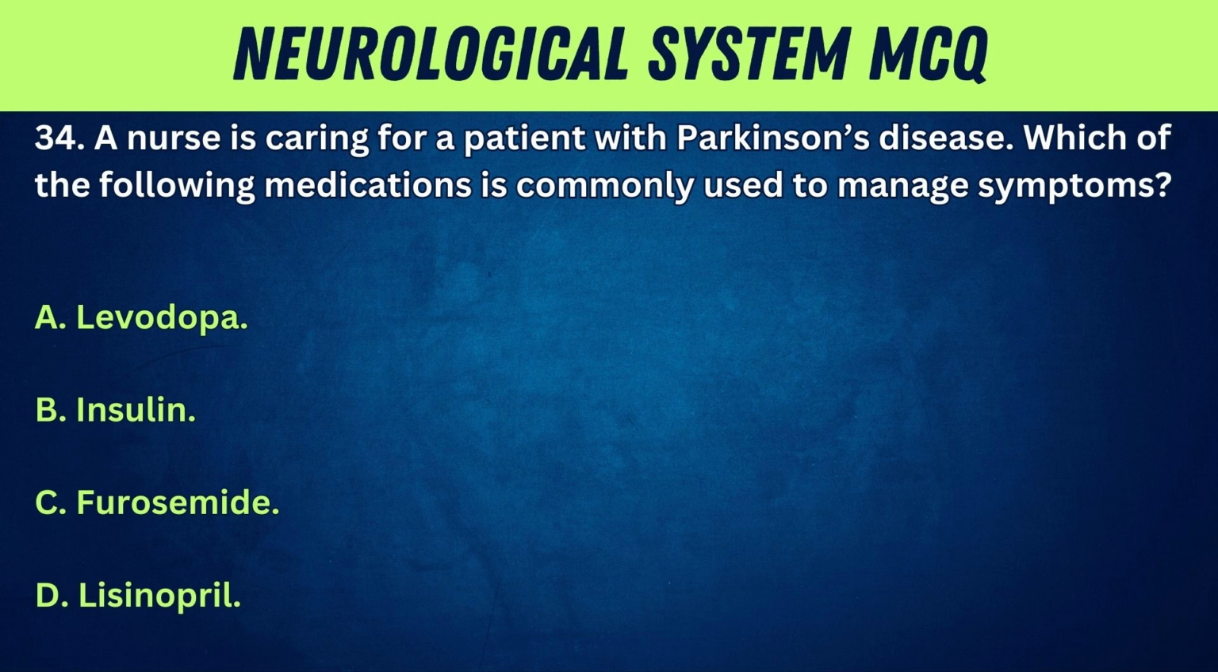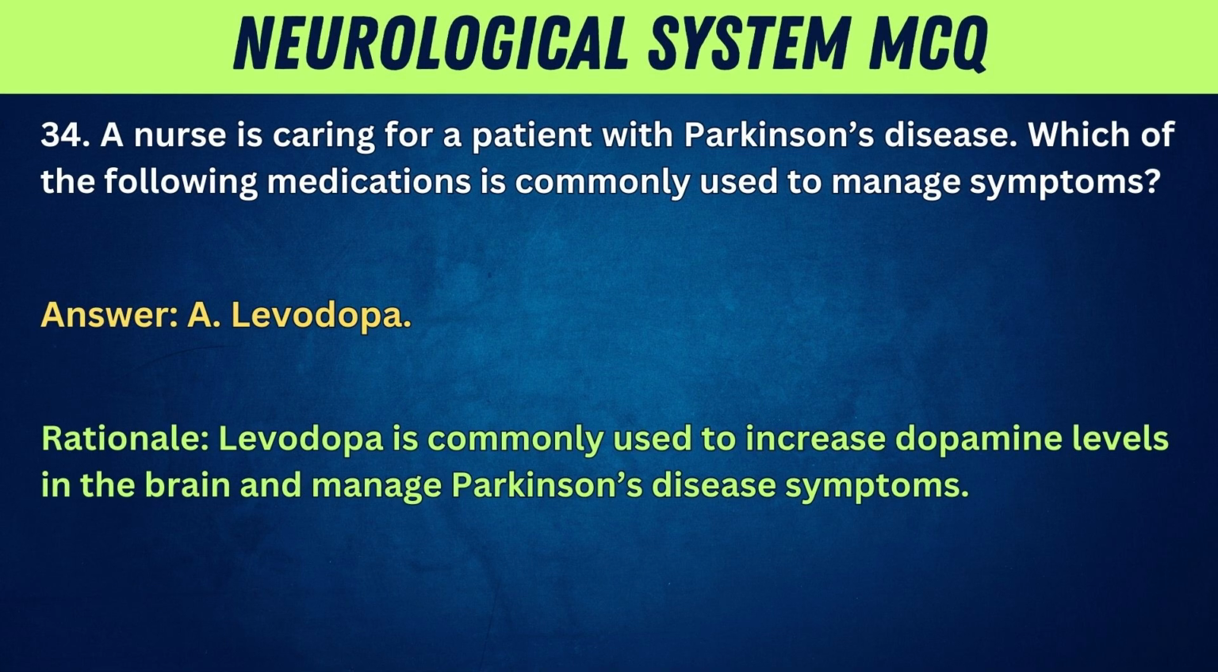Which of the following medications is commonly used to manage symptoms? A. Levodopa. B. Insulin. C. Furosemide. D. Lisinopril. Answer: A. Levodopa. Rationale: levodopa is commonly used to increase dopamine levels in the brain and manage Parkinson's disease symptoms.